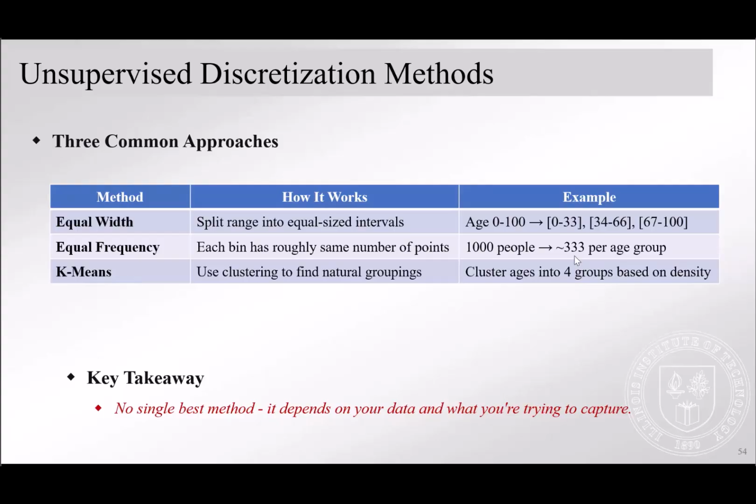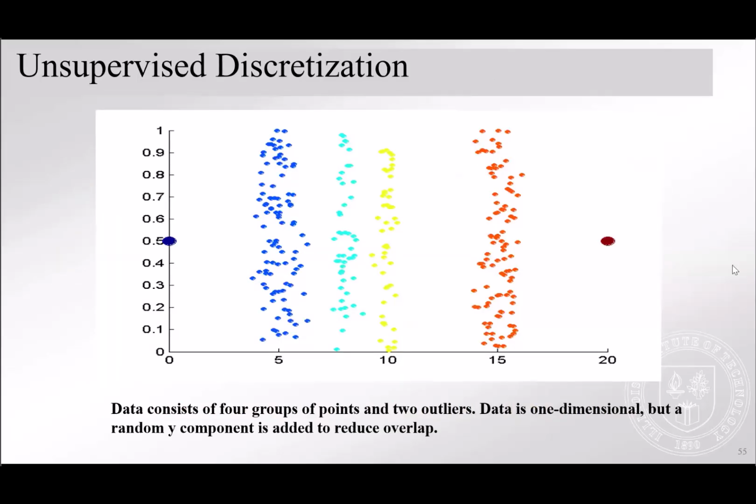I'm going to show you figures which show the same data discretized with each method. We're going to see how the boundaries fall in different places, in the next slide. But first, the bottom line: no single best method. It depends on your data and what you are trying to capture. So it depends which one you're going to use. Let's start with this example. Here we'll look at a one-dimensional data set. We have added a random Y component just so you can see the points more clearly.